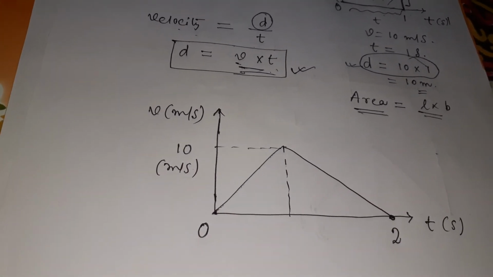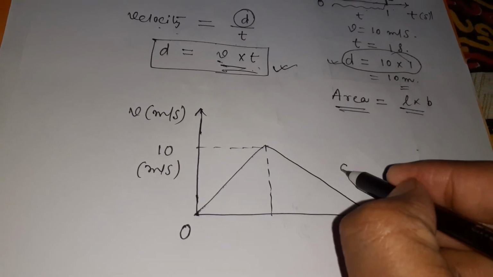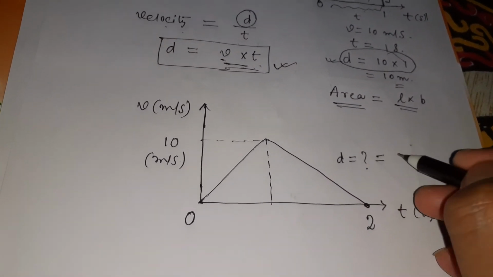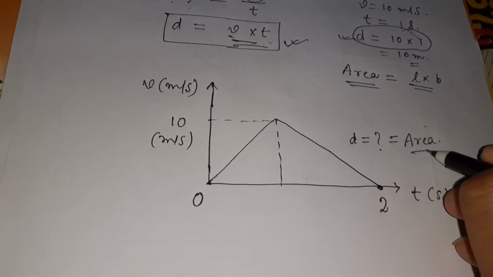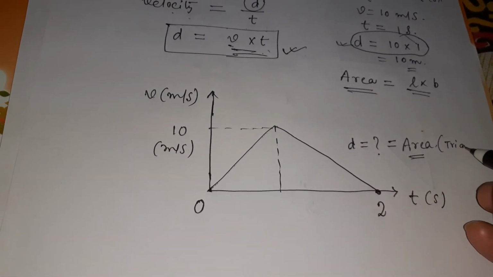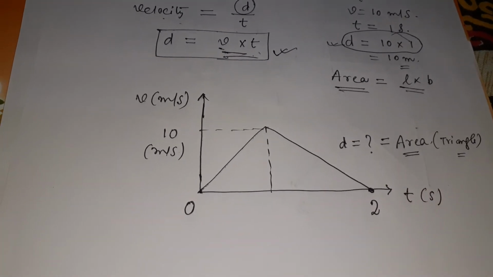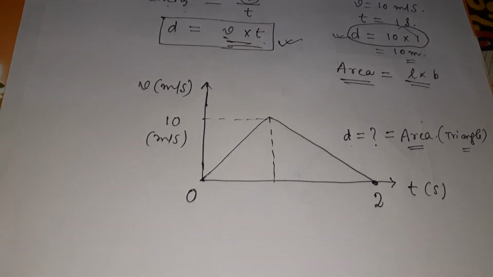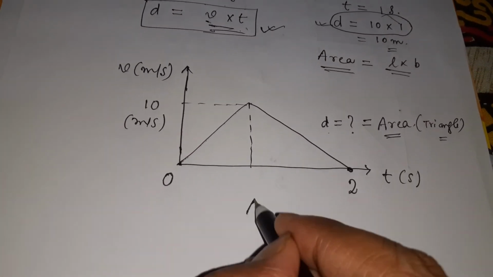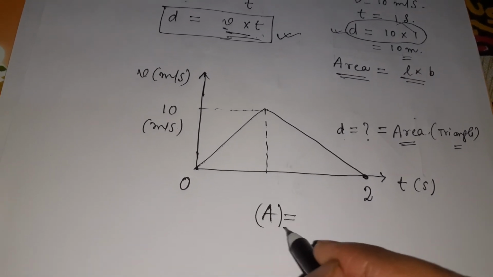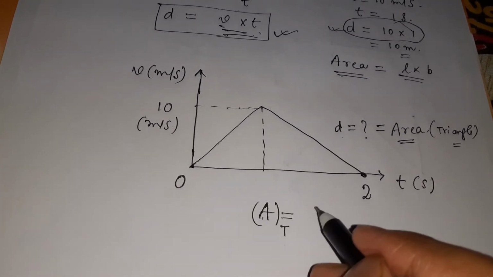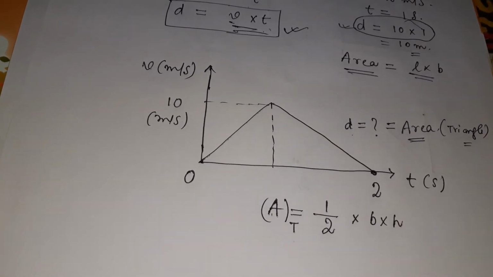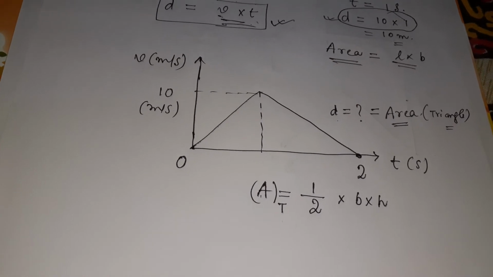Now what we are trying to find out is the displacement of the body. We already concluded that we have to find the area of this triangle. If we are able to calculate the area of this triangle, then we can calculate the displacement. What is the area of the triangle? Area of the triangle, that's why I have written AT here, is equal to half into base into height. That is the general formula we have already learned.